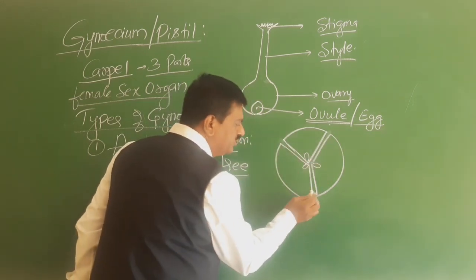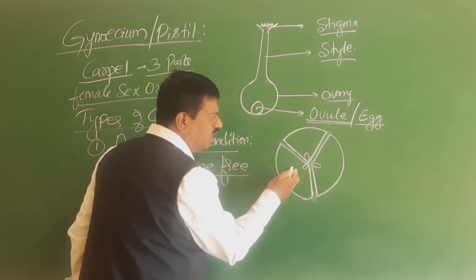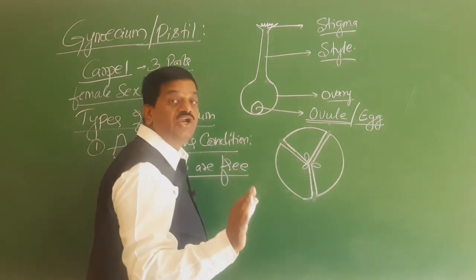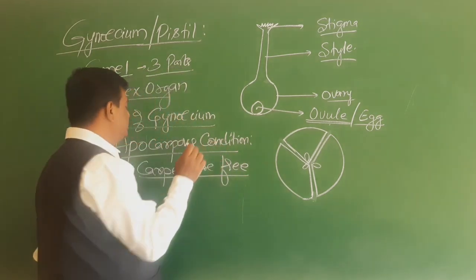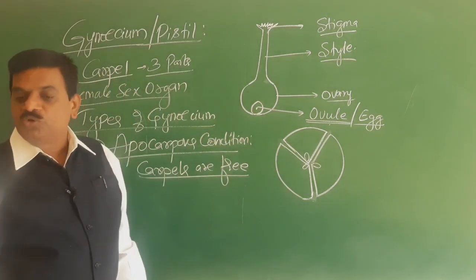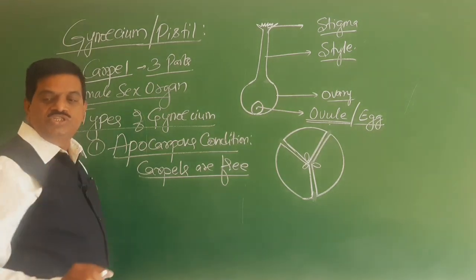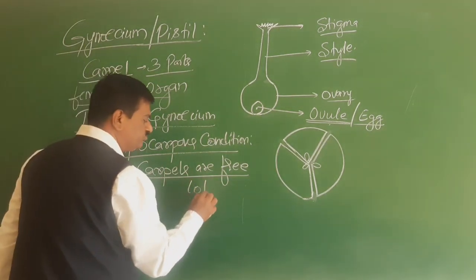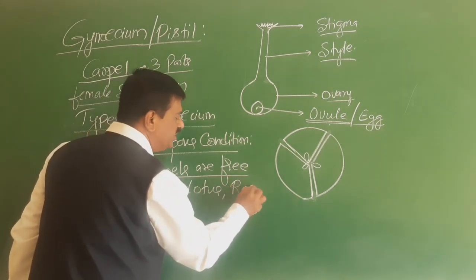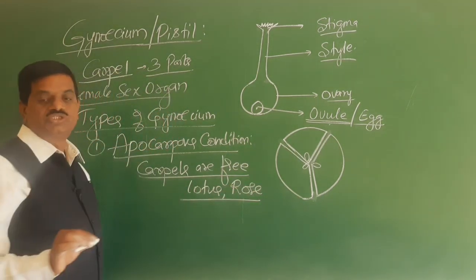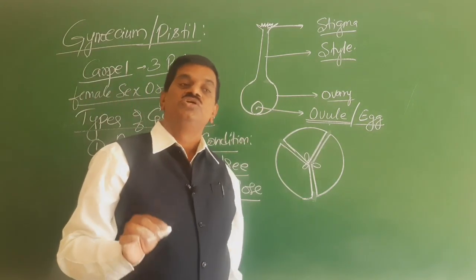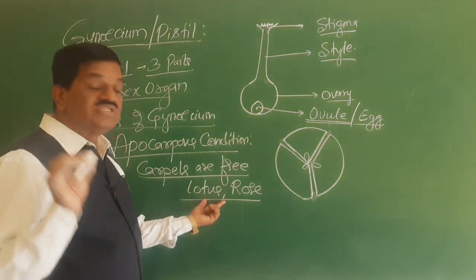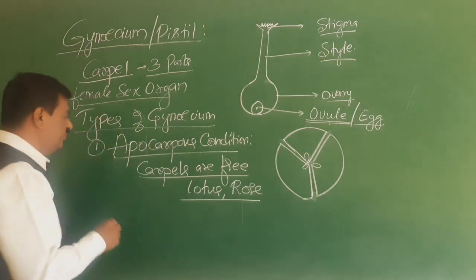Just have a look. Here there are three carpels. This is one carpel, second carpel, third carpel. All the carpels are free. They are not united. Such a condition is called the apocarpous condition. This apocarpous condition can be noticed in lotus, rose, and even in Michelia champaka. In Sampige or champaka, it is an apocarpous condition.